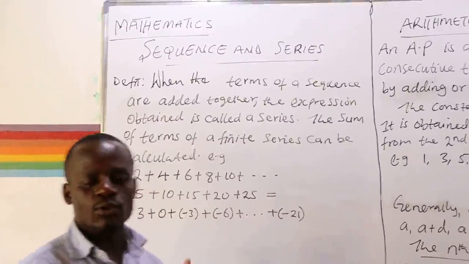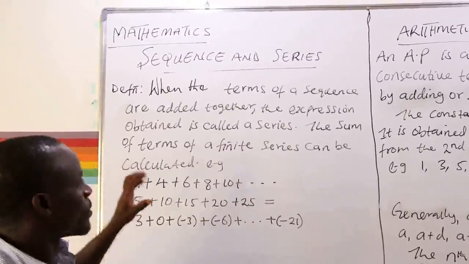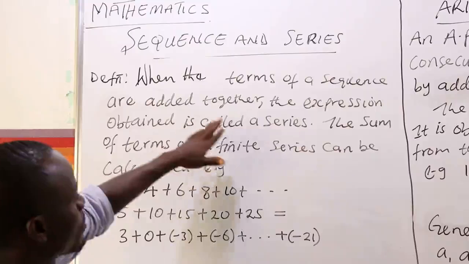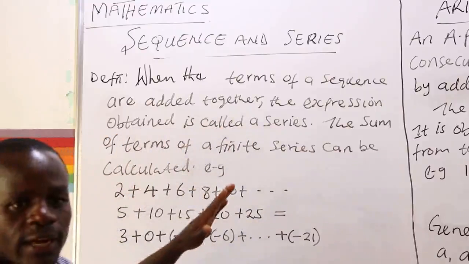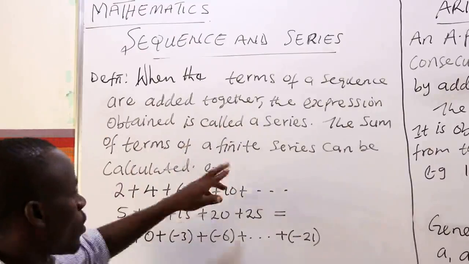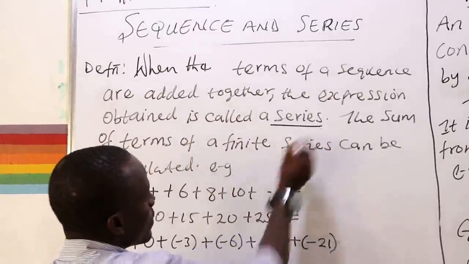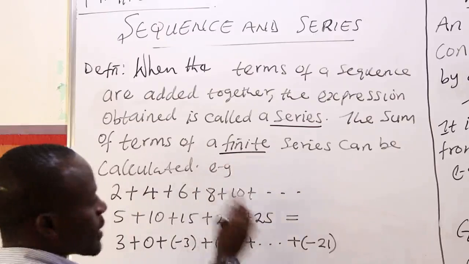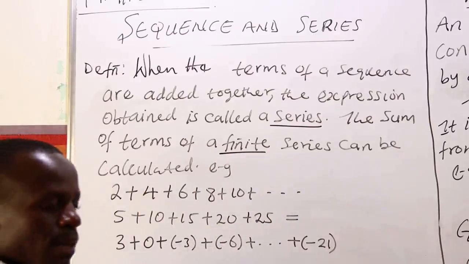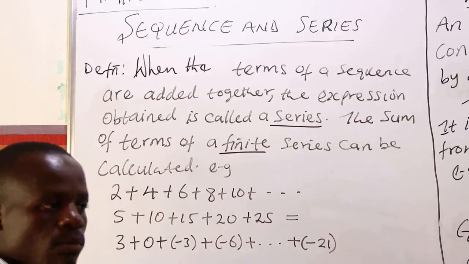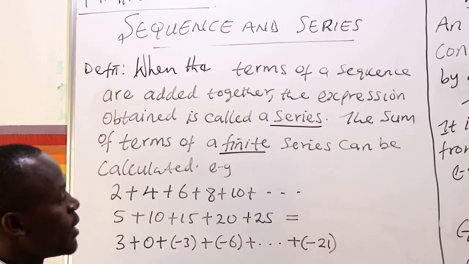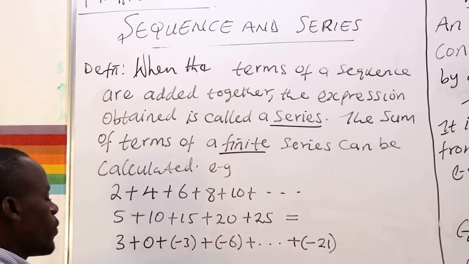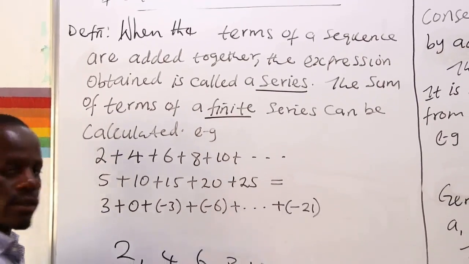Right, having understood what a sequence is, I want us to also go briefly over what we mean by series. By definition, when the terms of a sequence are added together, the expression obtained is called a series. And the sum of the terms of a finite series can be calculated. That is, if you know the last term of the series, you can find the sum of the terms of that series.